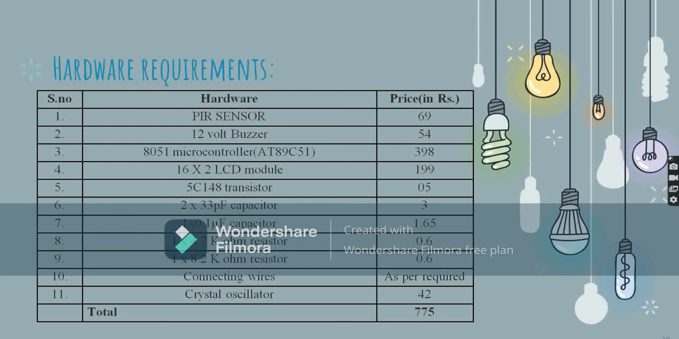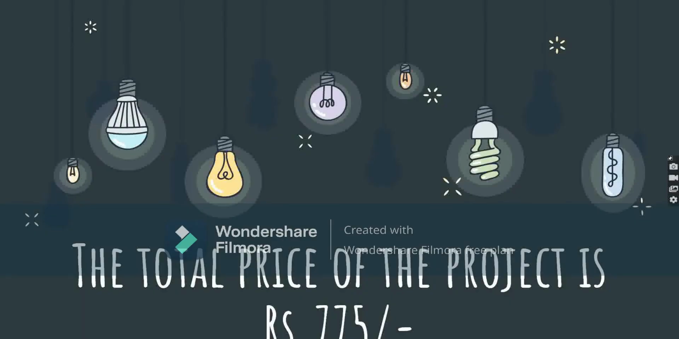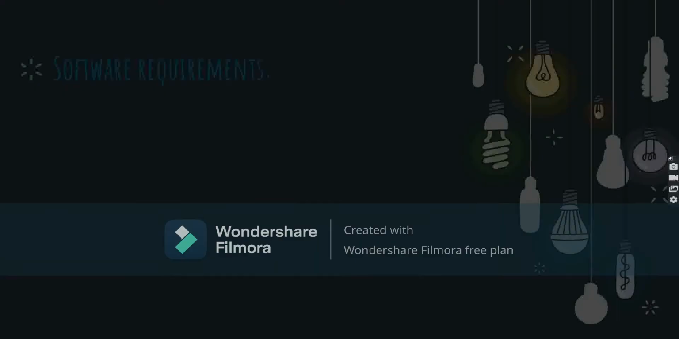which costs 5 rupees. And we use a 33 picofarad capacitor which costs 3 rupees, and another capacitor, 0.1 microfarad, which costs 1.65 rupees. Then a 4.7 kiloohm resistor which costs 0.6 rupees, and an 8.2 kiloohm resistor which again costs 0.6 rupees. Then we have connecting wires as required, and the crystal oscillator which costs 42 rupees. So the total price of the hardware requirements is about 775 rupees. So the total price of the project is 775 rupees.